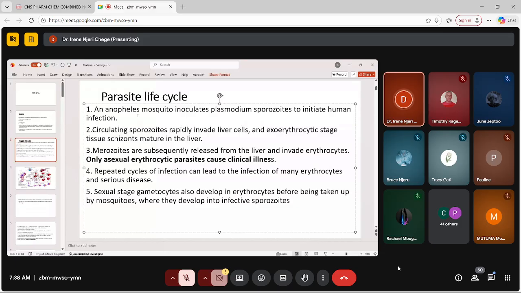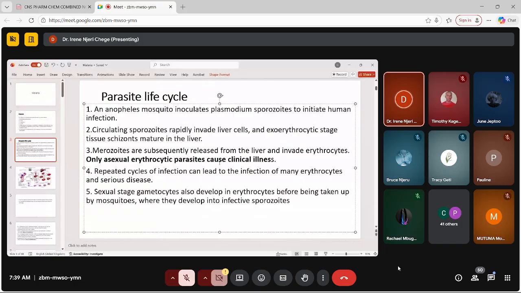Okay, so the circulating sporozoites invade the liver cells. And then we have the exoerythrocytic stage. Exo means outside the blood stage. And then we have the tissue schizonts that mature in the liver. We also have merozoites that are released from the liver and they invade the erythrocytes. This is what we call the erythrocytic stage. So only asexual erythrocytic parasites cause clinical disease. Don't forget that.